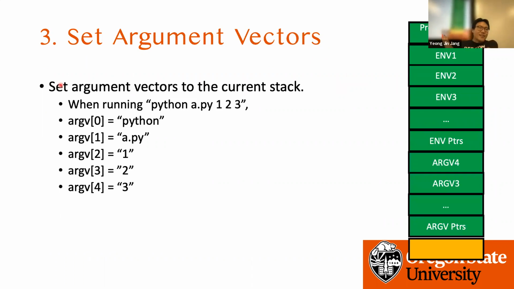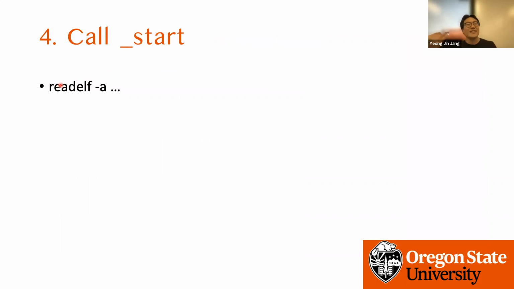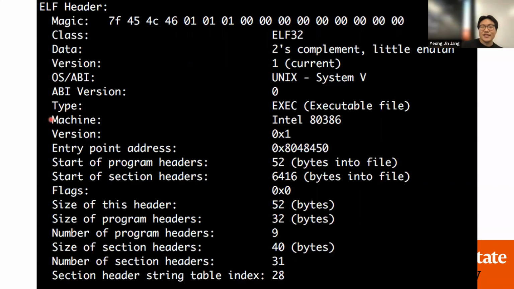And then it will set up the argument vector, so you can also put your shellcode in the argument vector. And then the Linux kernel will find where the symbol _start is, which is defined in the binary program. To know the address of _start, you can run the command readelf -a. Then you will see this information, and the thing you need to focus on is the entry point address. That's the address of _start.